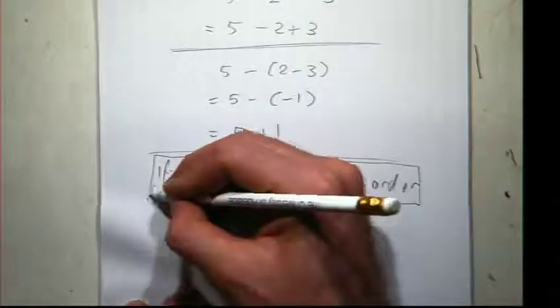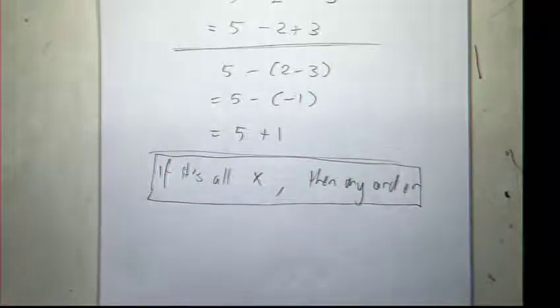If it's all times, then any order is okay. You can do it in whatever order you want. You can do the bit in the middle and then times something else and then times something else. You can rearrange it however you like. What if it's times and some divides?